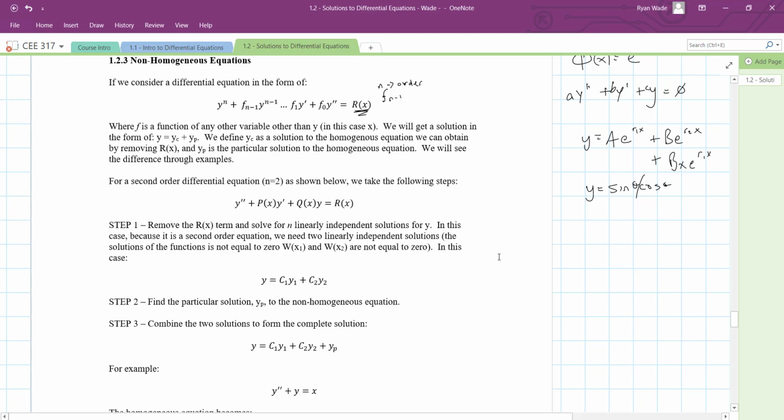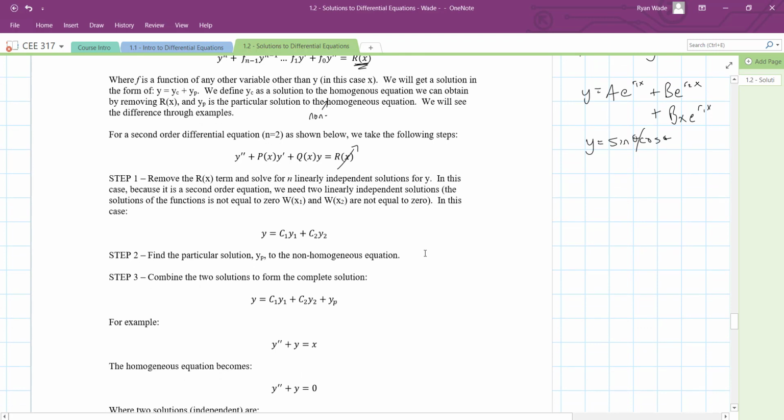So what we want to do is we get two solutions. We get the yc, which is the solution to the homogeneous equation, where all we do is remove that r(x), and we solve for the homogeneous equation. And then yp is a particular solution to the non-homogeneous equation. Actually, that should read non-homogeneous, that's a typo. And we'll see through an example here.